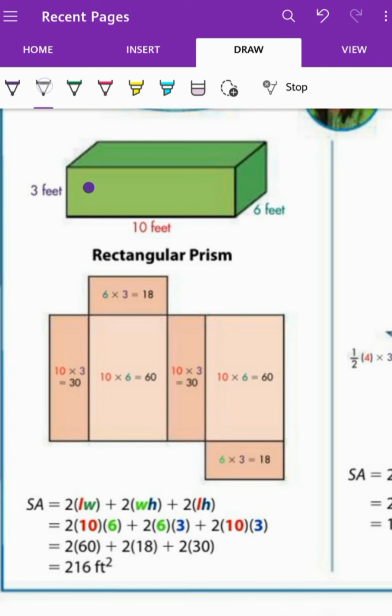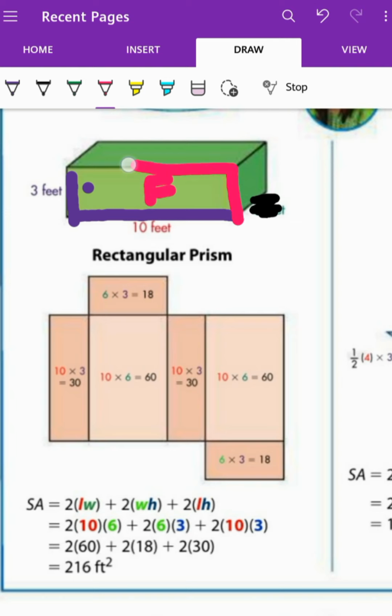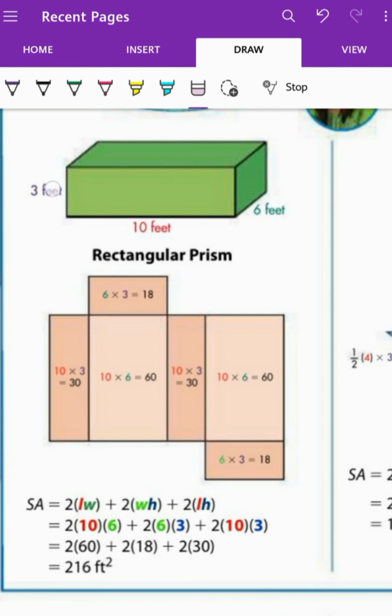Okay, my dear students, again, the length is 10 and the width is 3. Don't mention the 6 here, because it does not belong to the front rectangle. So how can we find the area? 10 by 3 equals 30. We're done with the front.